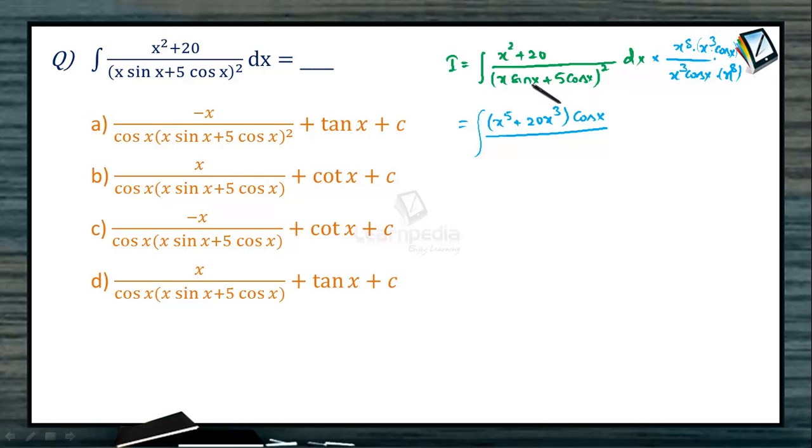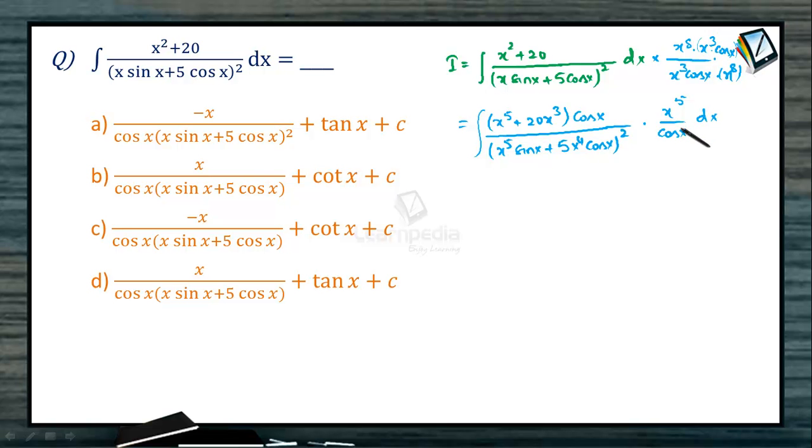So x⁴ will go inside the square and it becomes (x⁵ sin x + 5x⁴ cos x) whole square, into, now what is remaining? We have taken x⁸ inside and x³ cos x inside. So the remaining becomes x⁵ by cos x dx.